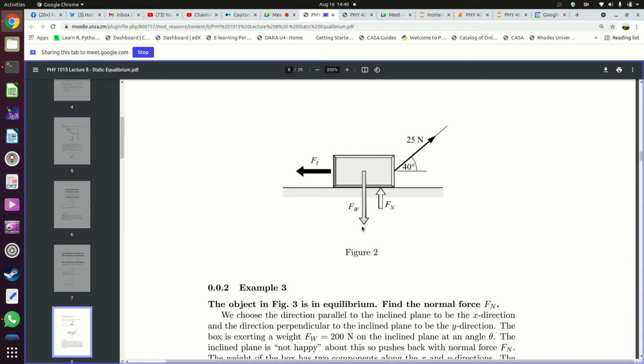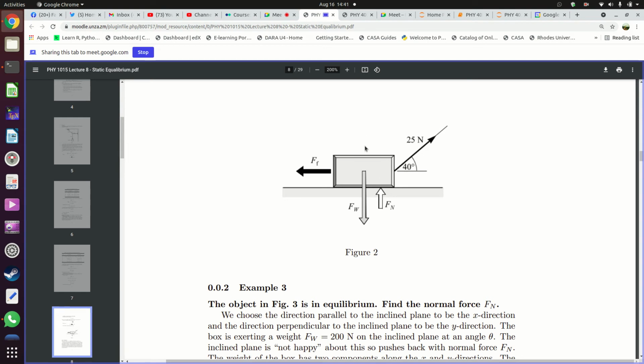Is it clear? When you have an object moving like this, you choose the direction in which the object is moving to be your x-axis or your y-axis. In this case, since the object does not move up and down, this is our y-axis. You get your xy plane, and you put your xy plane over this object. You draw an xy plane over this particular object.